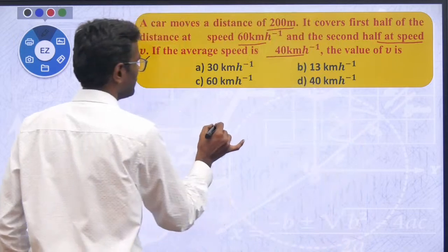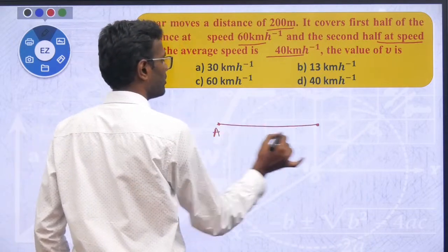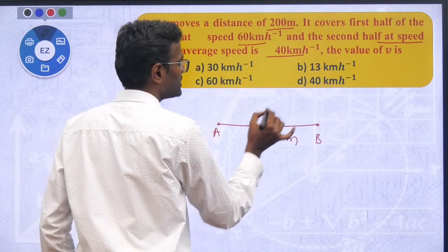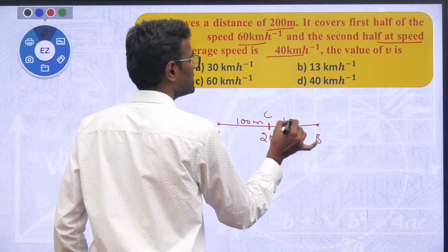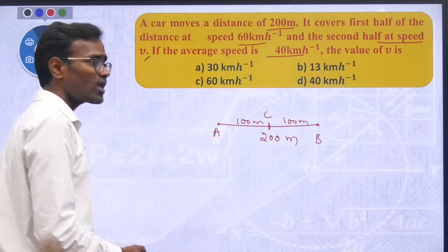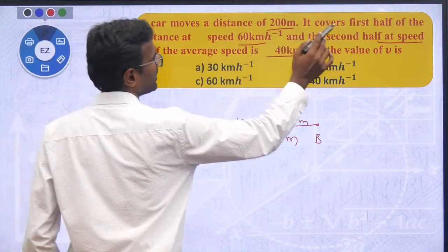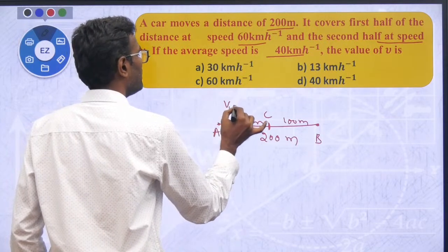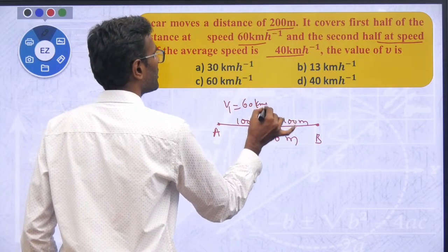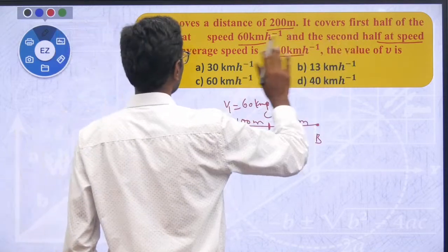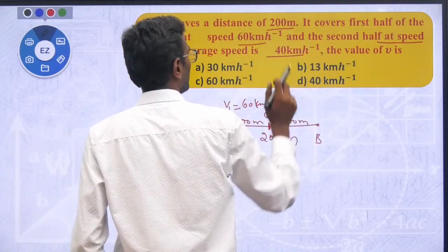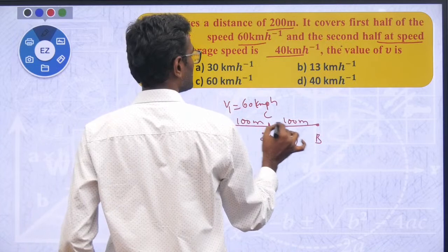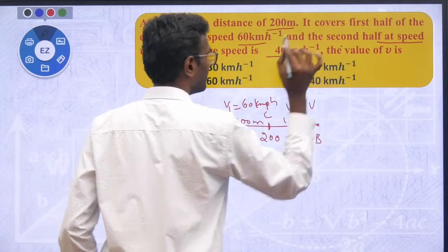So simple, this is the diagram. This is the starting point, this is the ending point. The total distance will be 200 meters. This is the midpoint C. So this is 100 meters, and the remaining is also 100 meters. According to the question, it covers the first half with this much speed, so V1 will be 60 km per hour. The second half of the distance is at speed v, so from C to B, velocity V2 is equal to v.